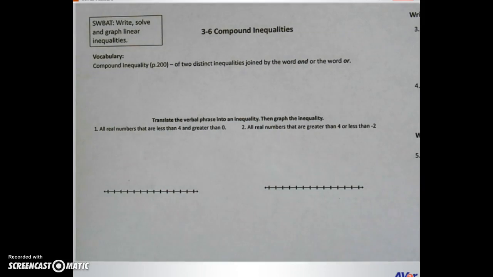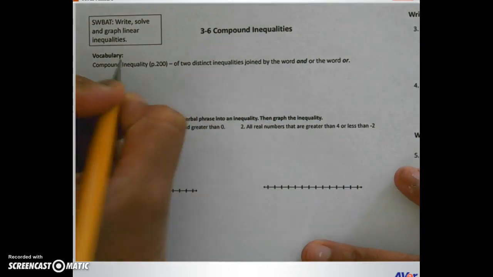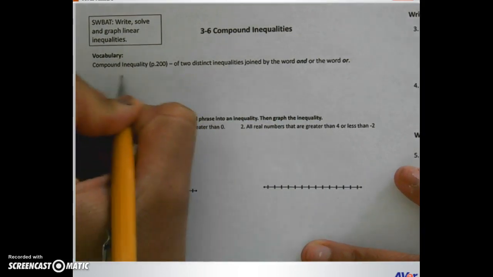Interesting. Compound, you've heard the word before, like compound sentence, compound words like desktop or watermelon. Today we're going to be talking about compound inequalities. Compound inequalities are inequalities that are combined or joined by the word and or by the word or. We're going to talk about both of those scenarios. So let's start with and.